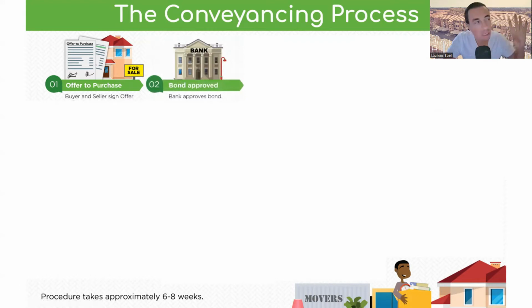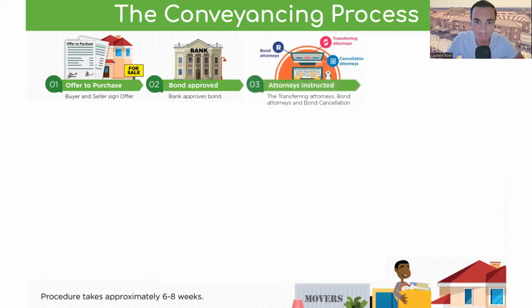So you take your OTP to the bank, and the bank gives you some quotes and says, yes, we can offer you this loan to value at this interest rate. The attorneys are then instructed once the bond has been applied. Now, you've got 3 types of attorneys: bond attorneys, which work for the bank; transferring attorneys, which is your conveyancer; and cancellation attorneys who cancel the bond at the other bank, wherever that bond is hosted.